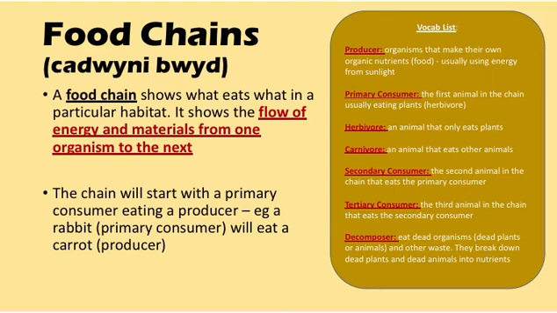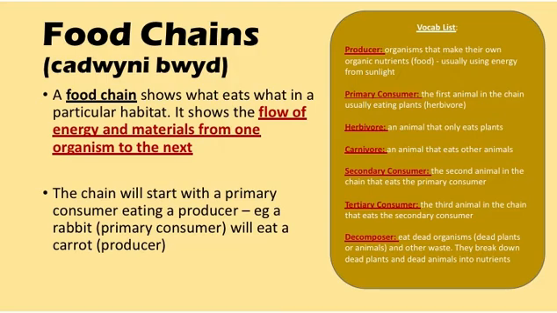So producers are organisms that make their own organic nutrients or food, and that's usually using energy from sunlight. A primary consumer is the first animal in the chain, usually eating plants, which would make them a herbivore. So then the next one, herbivore, an animal that only eats plants. A carnivore is an animal that only eats other animals, so meat. A secondary consumer is the second animal in a chain that eats the primary consumer. The tertiary consumer is the third animal in the chain that eats the secondary consumer.